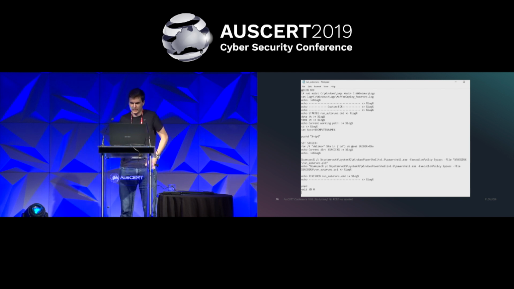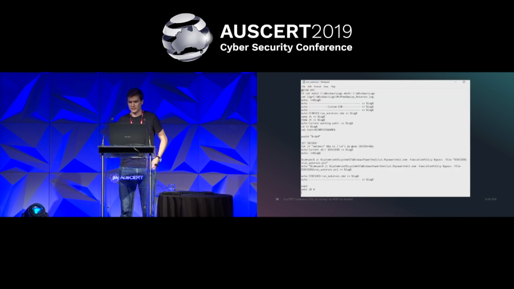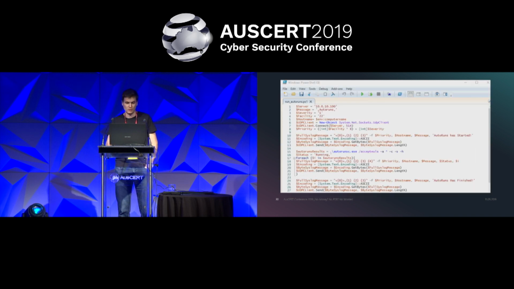So with the EEDK tool, you have to point it at a particular file to run. Unfortunately, you can only run CMD files or EXEs, so that can be a bit frustrating. So this is the CMD file here, and it's pretty much just pointing to a PowerShell file. There's a whole bunch of logging code in there, which is kind of irrelevant, but it's just calling a PowerShell file. This is the PowerShell file. Again, this is just something I took off the internet. It's like a syslog script, so you can use PowerShell to set up syslog.